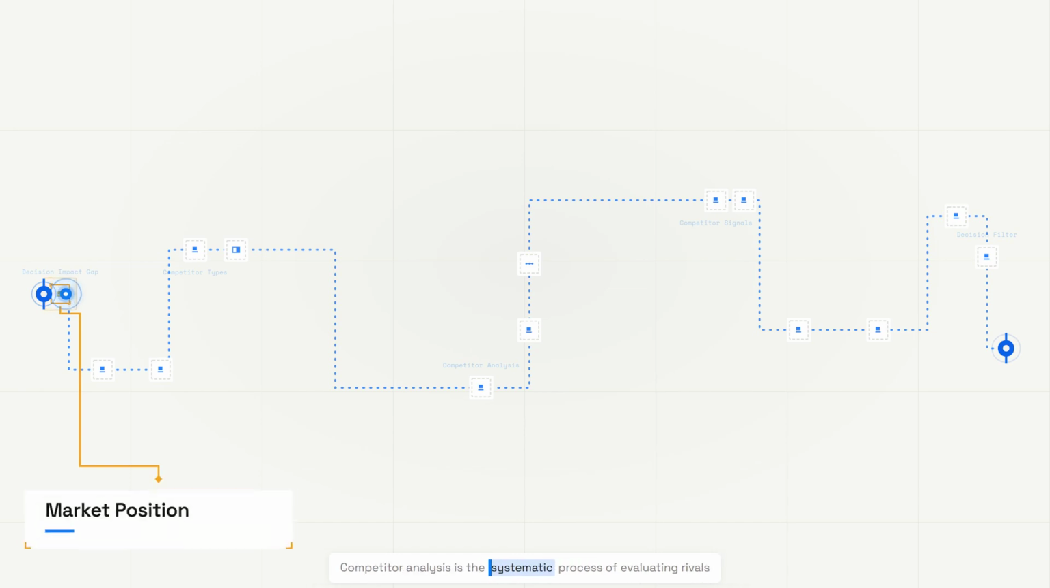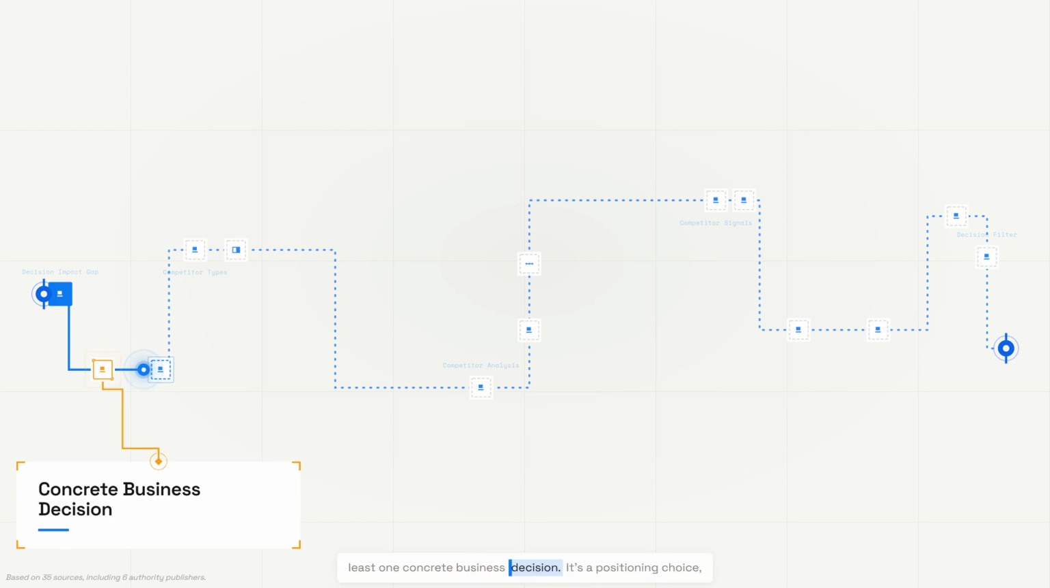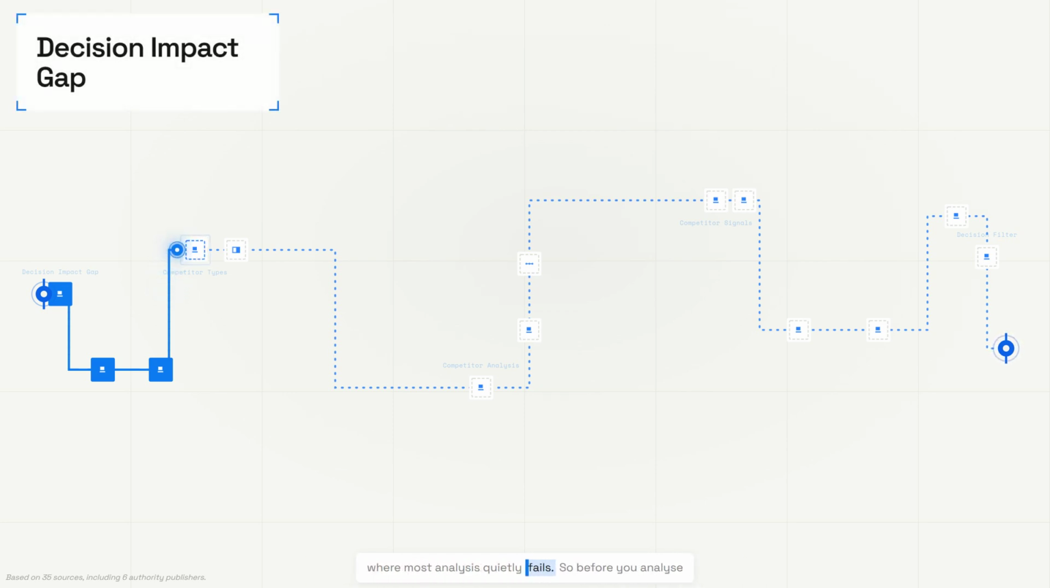Competitor analysis is the systematic process of evaluating rivals to understand their strengths, weaknesses, and market position relative to your own. But here's the definition that actually matters in practice. It's only finished when it has changed at least one concrete business decision. It's a positioning choice, a budget priority, or a response when a prospect names a rival. If none of those things shifted, then you've done the research, but not the strategy. That's the gap most frameworks never address, and it's where most analysis quietly fails.